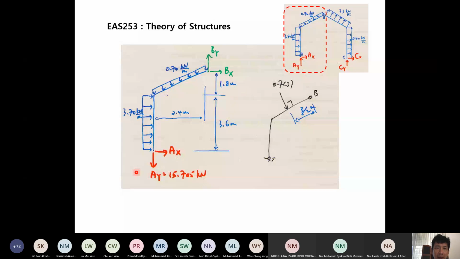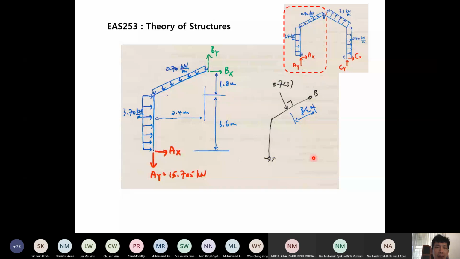So AX, AY, AX is unknown, AY already determined, and there is an internal force BX and BY. Now remember, we want to find AX, AY, CY, CX. We are not interested in BY, BX in this question. So remember that we want to find AX now in this free body diagram. So the loading acting here, and dimension. Here I show to you this diagram.